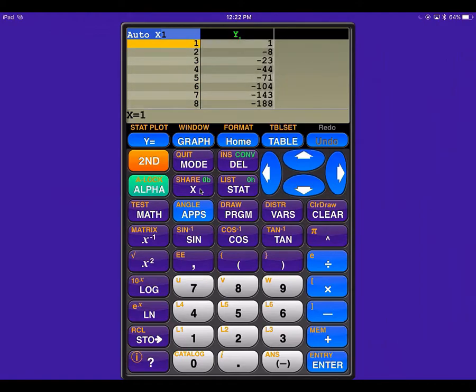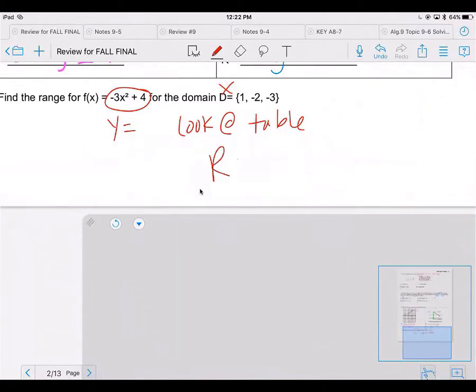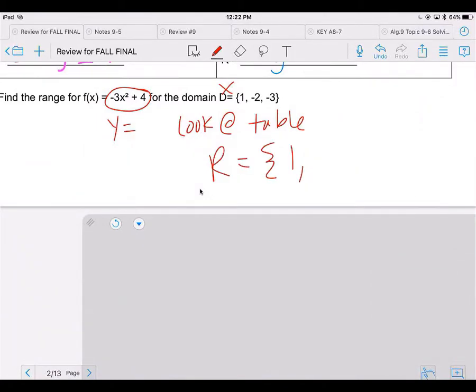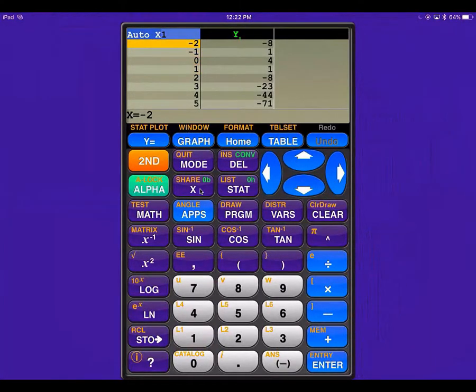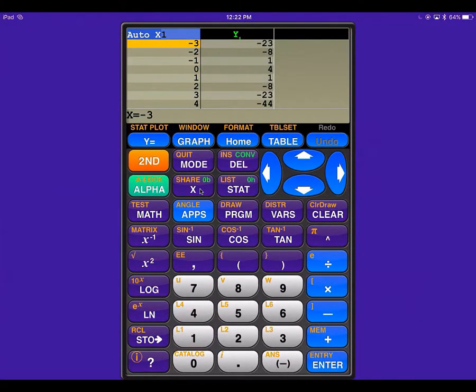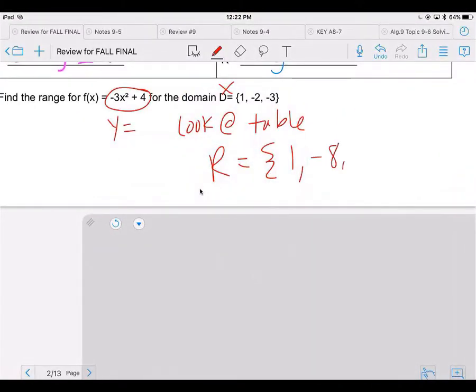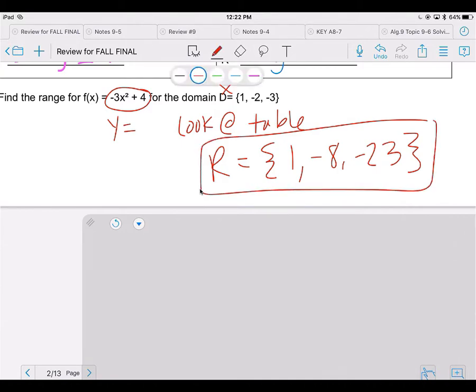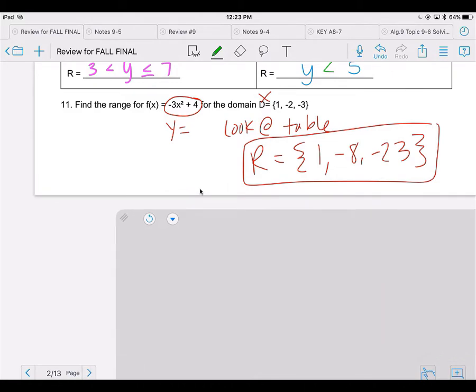When x is 1, y is 1. When x is -2, y is -8. And when x is -3, y is -23. So again, anytime you're asked for domain or range, just plug the function into y equals and look at your table.